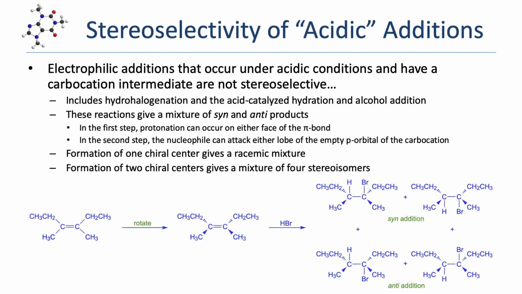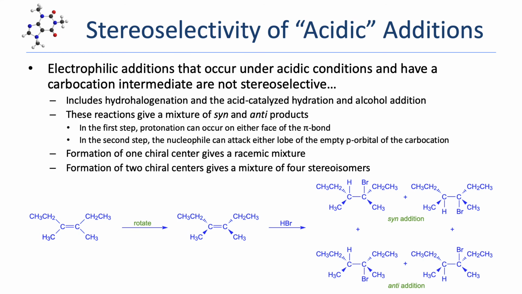Hydrohalogenation and the acid-catalyzed additions of water and alcohols all occur under acidic conditions, and each of those reactions goes through a carbocation intermediate. The last thing we need to consider for these reactions is their stereoselectivity. And it turns out that these electrophilic addition reactions that occur under acidic conditions and go through a carbocation intermediate are simply not stereoselective. And that means that hydrohalogenation and the acid-catalyzed hydration and alcohol addition will give a mixture of both syn and anti-products.